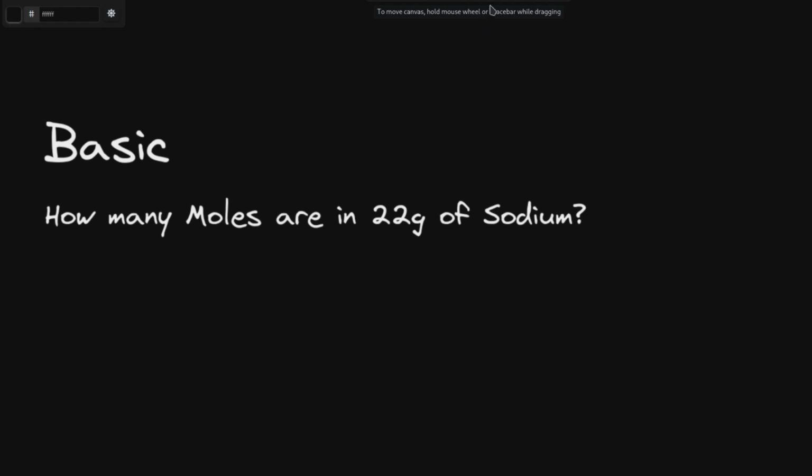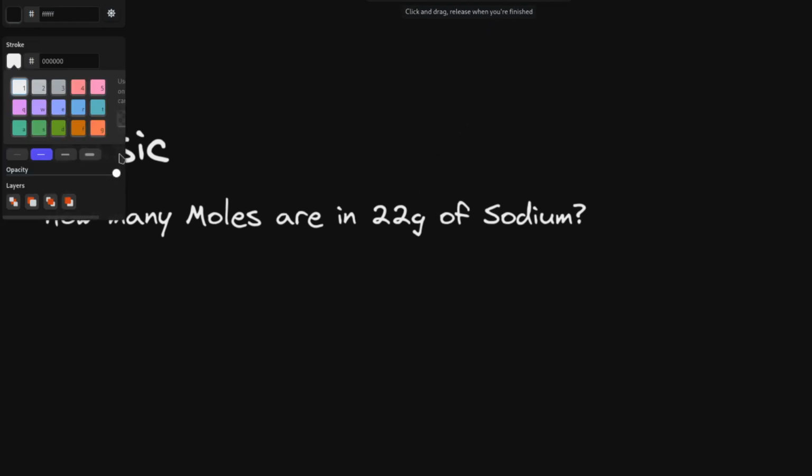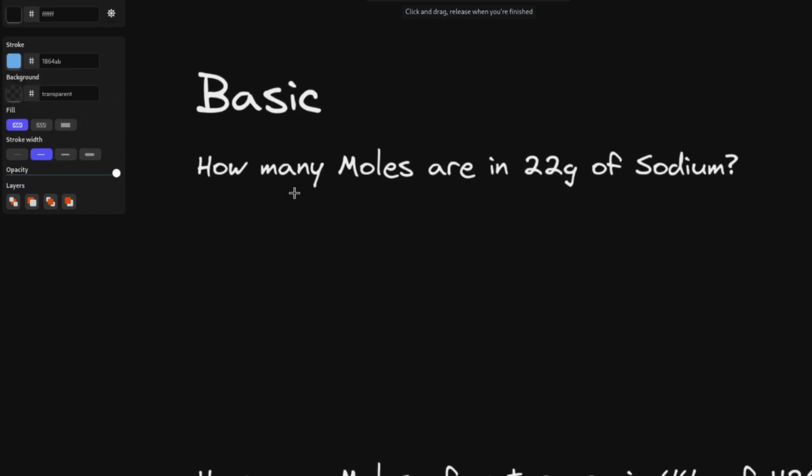Now, the very first question is basically asking us to figure out how many moles of sodium are present in 22 grams of sodium. And the formula that we will use here is basically moles is equal to the mass upon the MR.